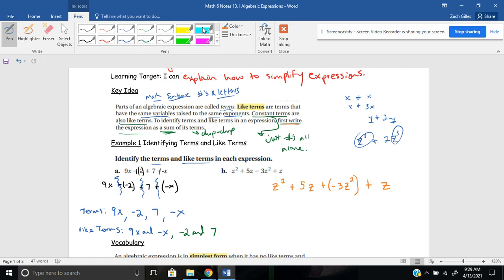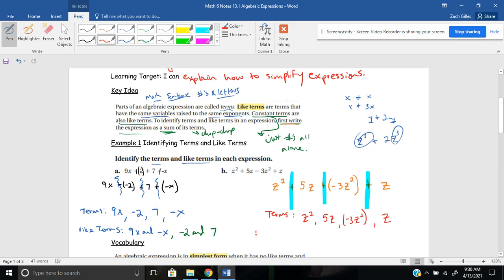Then I'm going to separate my expression at the addition signs, and I'll see once again that I have 1, 2, 3, 4 different terms here. So my terms are z squared is my first term, 5z is my next term, negative 3z squared is my third term, and lastly I have z.